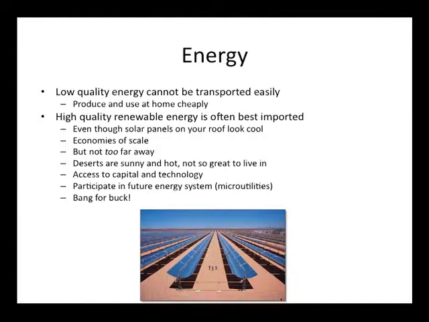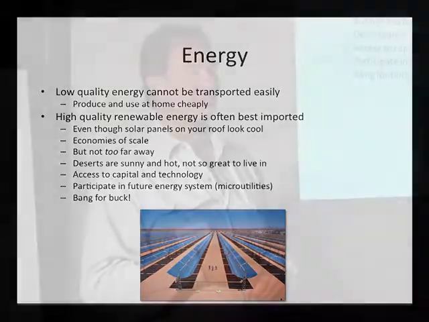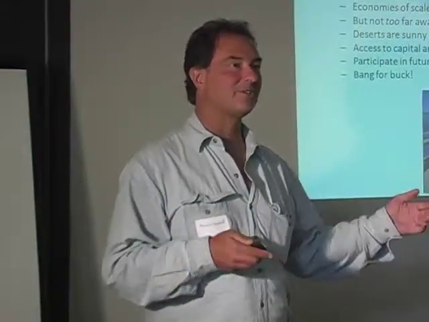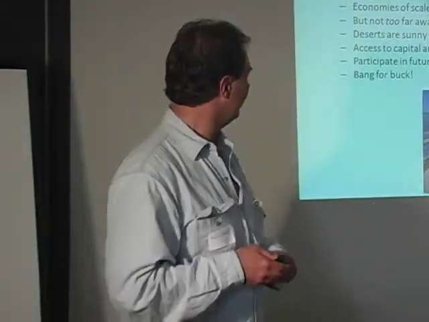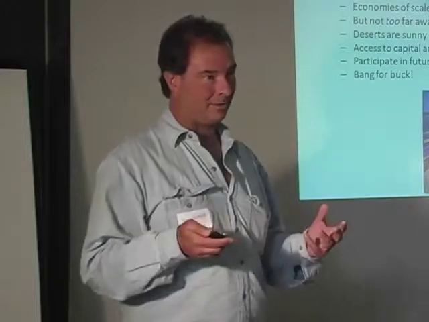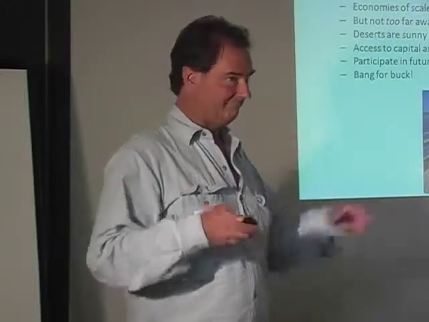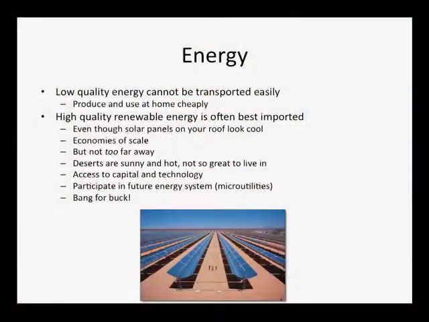They can be far away, but not too far away, because basically every time you cross a state line, you lose about 10% of electric power in transmission. So maybe in another part of the same state, but not in another country. Deserts are sunny and hot, not so great to live in. It requires access to capital and technology, which is why some of these things need to be centralized.